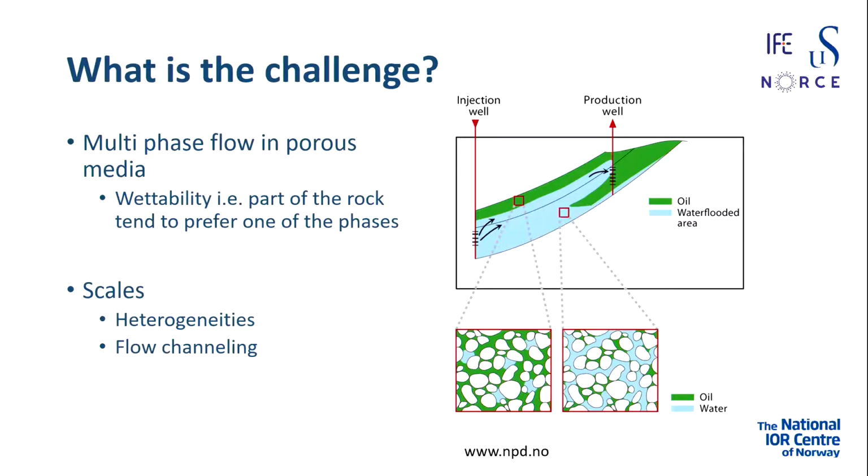And the reason for this is something called wettability. That means that the rock has a certain preference for one of the two phases. Usually, the rock is a mixture between water and oil wet. And you also have scales. You might have some big fractures in your reservoir, and the flow will then channel through those big fractures.